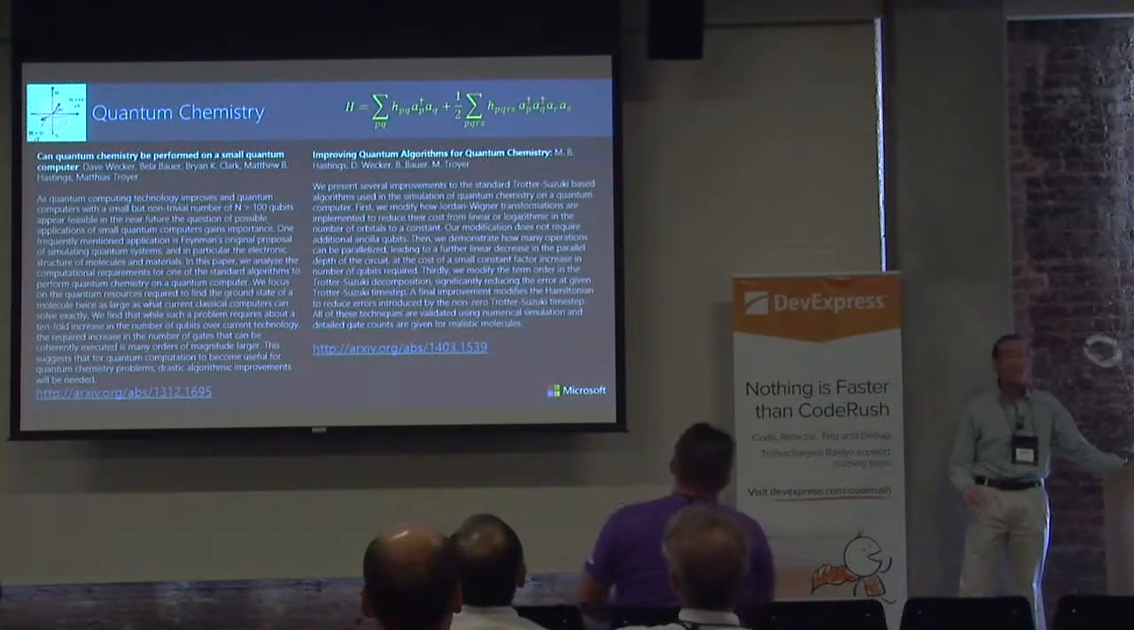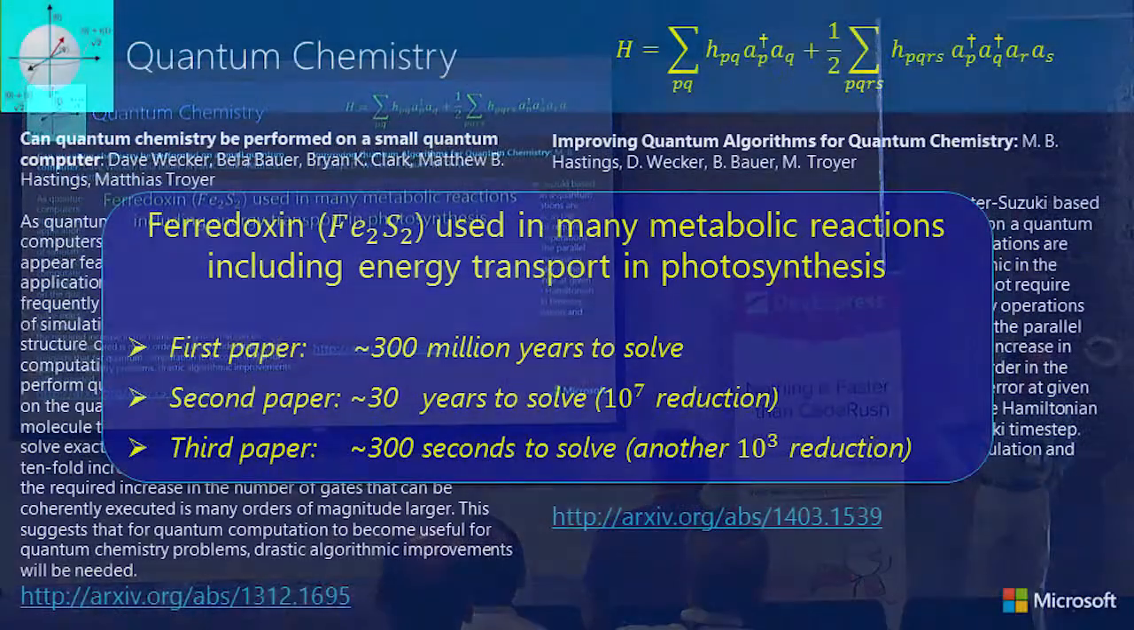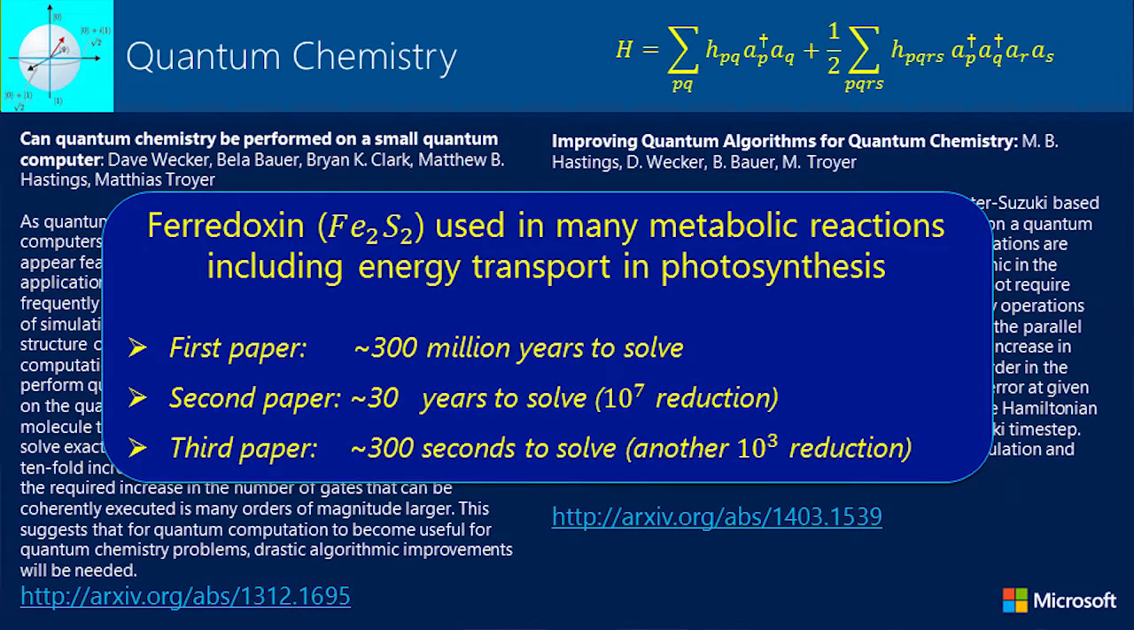And actually, there's a third paper about to come in a few weeks that does even better. How much better? Well, let's look at a molecule called ferredoxin, Fe2S2. Why do I care? It's the center of photosynthesis. It's the energy transport in your body. We can never simulate this classically.